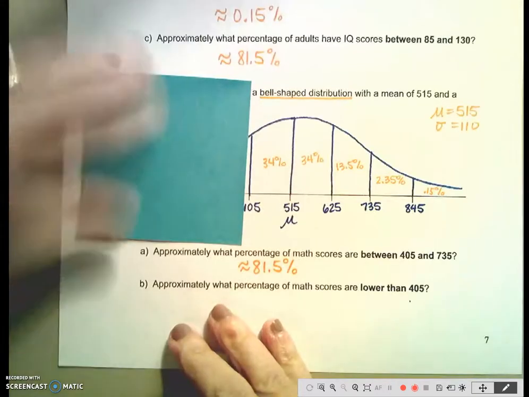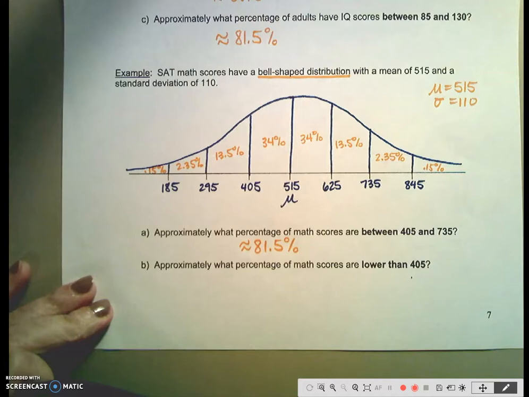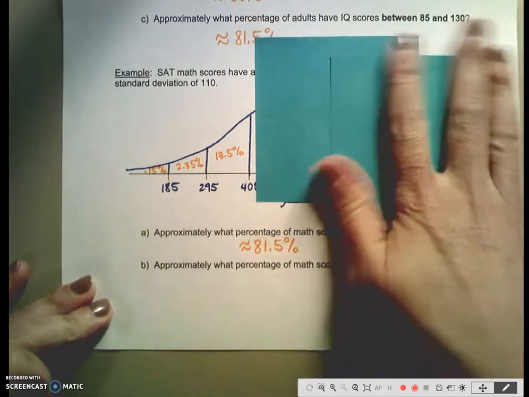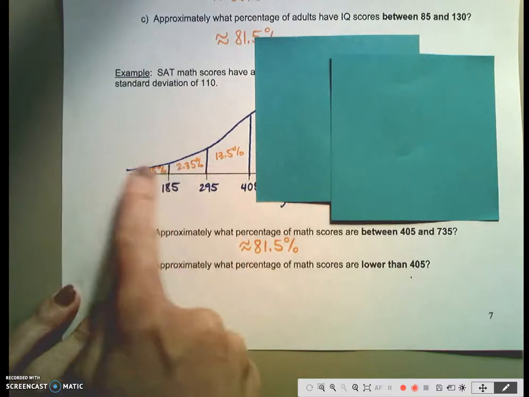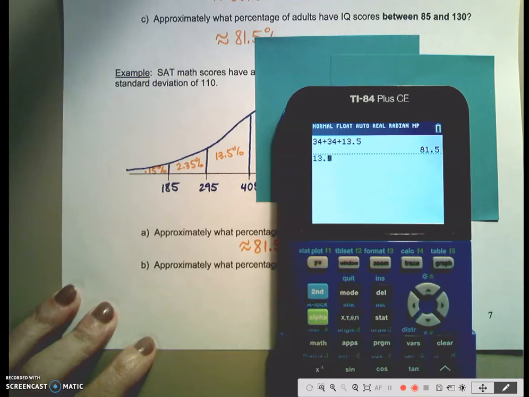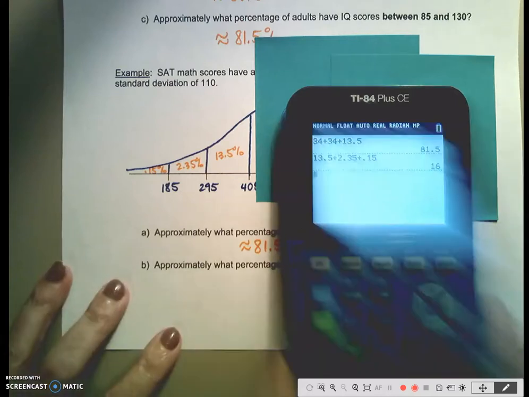And then, what percentage of math scores are lower than 405? Lower than 405. So we want to ignore all of that. We just want lower than 405. So we're looking at 13.5, 2.35, and 0.15. Make sure you get your decimals in the right spot. 16%.